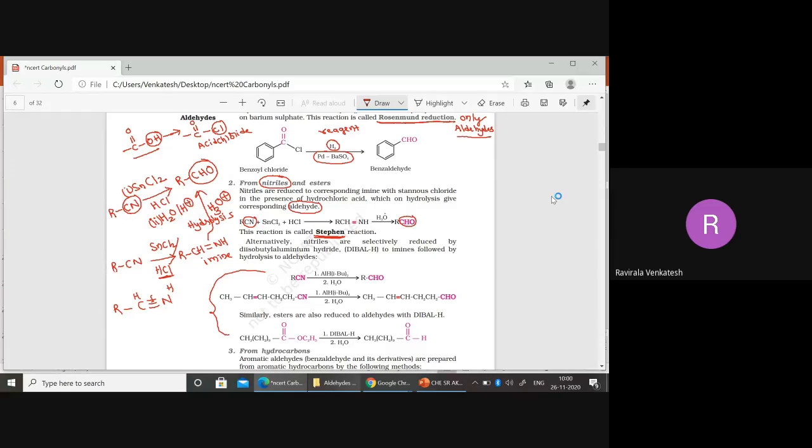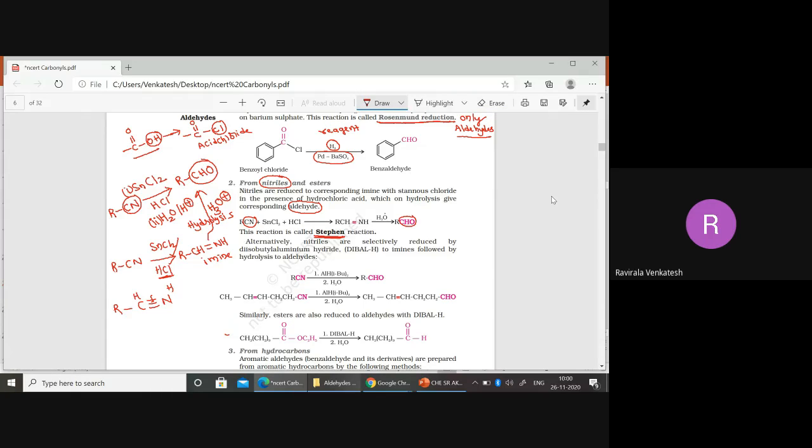You will get it definitely, once we complete the Stephen reaction. This is not the Stephen reaction, beta, that is the reason I am not explaining here. These are not Stephen reactions. The Stephen reaction is only up to here. Understood? Don't write these reactions in the Stephen reaction.